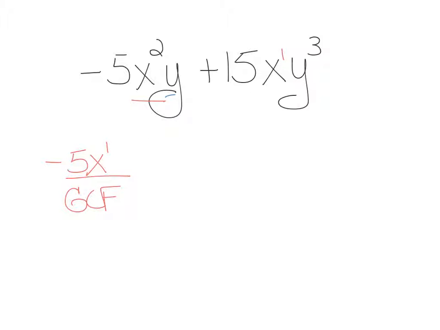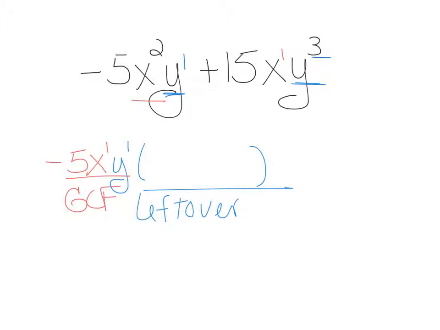Then I'm going to look to my y's. Here I have y to the first. Here I have y to the third. So again, the most I can take out is 1 because the first term only has 1 in it. So we can also take out a y to the first. And then in our leftover area, well, when I take a negative 5x squared y and divide it by negative 5xy, the negative 5's cancel, the y's cancel, and x squared divided by x is just x, or x to the first if you want.